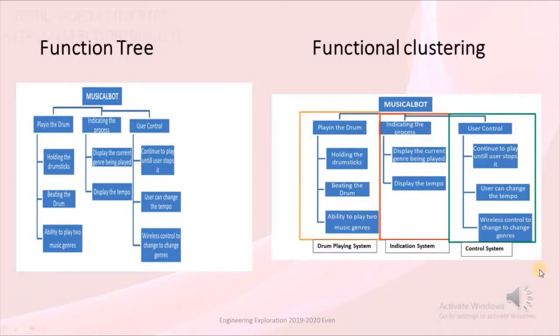In the indication system, we have display the current genre being played and display the tempo. And in the user control system, we have continue to play until the user stops it. User can change the tempo and wireless control to change the genres.